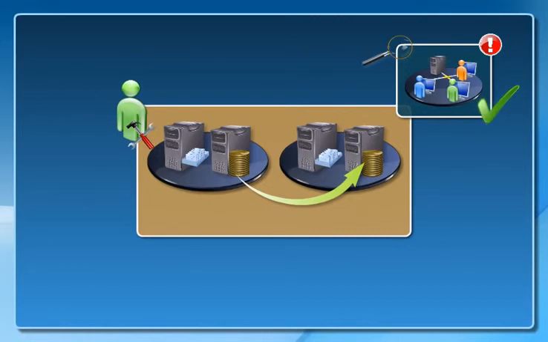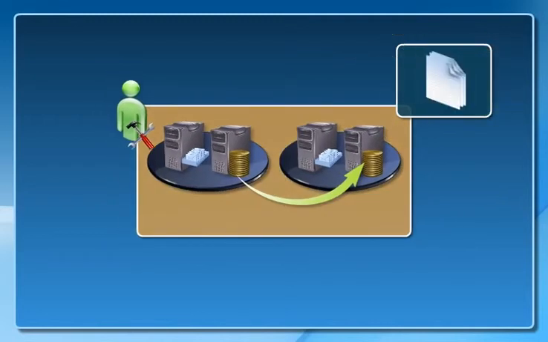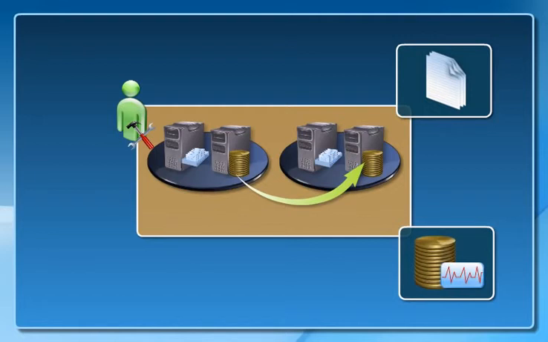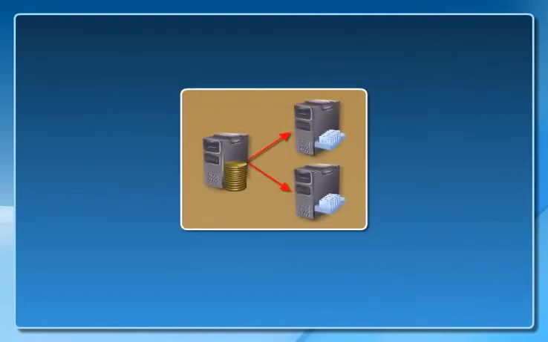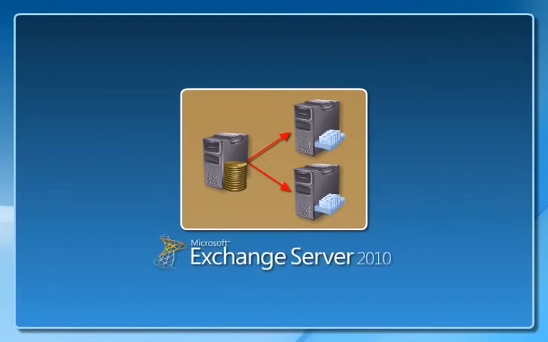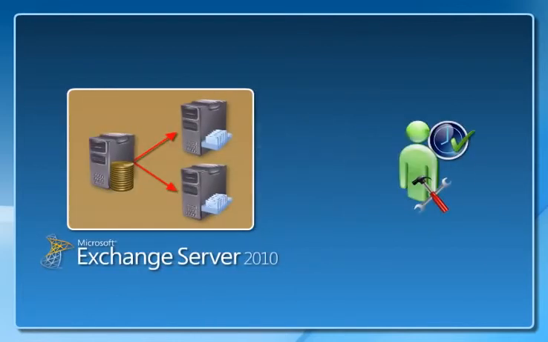To track and manage information about the DAG, such as database mount status and replication status, the failover cluster heartbeat mechanism and cluster database are used. Database mobility is another feature in Exchange Server 2010 that has helped administrators achieve their availability goals.